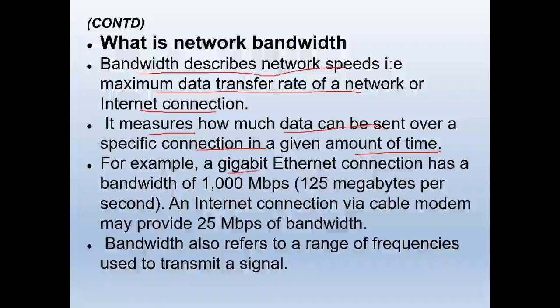For example, a gigabit Ethernet connection has a bandwidth of 1000 Mbps, which is 125 megabytes per second. An internet connection through a cable modem may provide 25 Mbps of bandwidth. Bandwidth also refers to the range of frequencies used to transmit a signal. These are all part of network bandwidth.